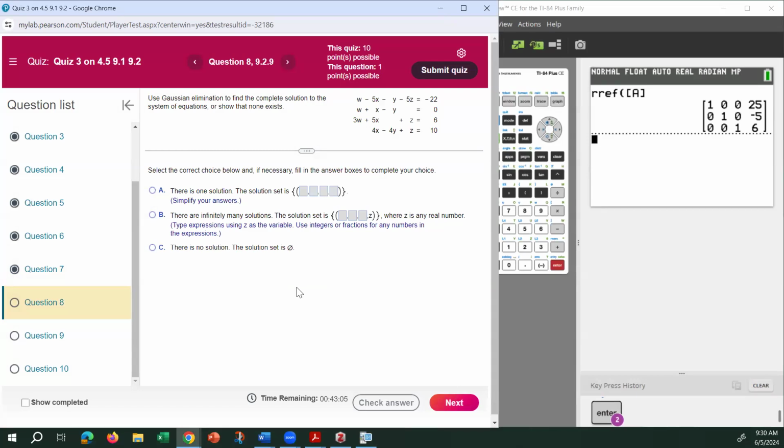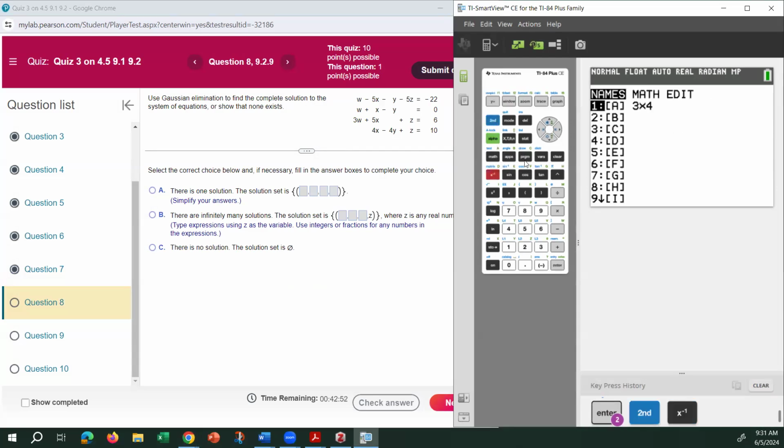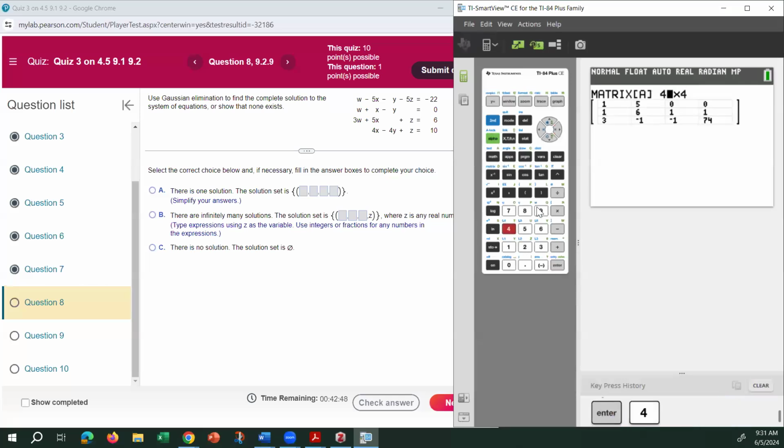Okay, so here's another one. Use Gaussian elimination, but we're going to use a calculator. Here we're given 4 equations. So this is a 4x5 matrix. So let's repeat the process here. Second matrix, we're going to go to edit. This time we have a 4x5 matrix. So let's plug it in.